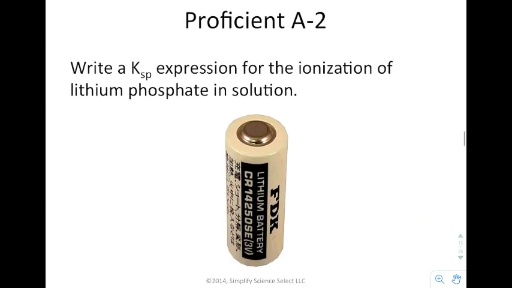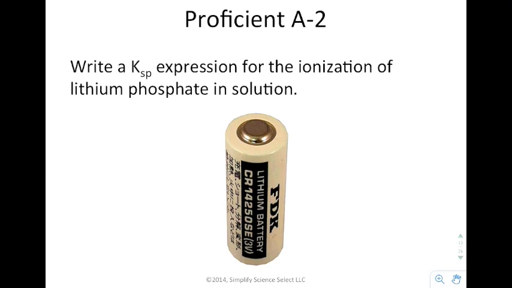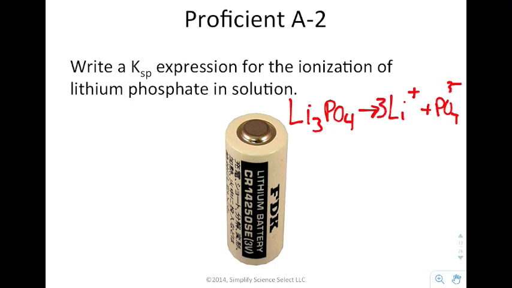Next it says write a KSP expression for the ionization of lithium phosphate in solution. So I would write a dissociation expression. I would say, okay, lithium phosphate is going to go to lithium plus phosphate. Now I would need to put a 3 right here to balance my chemical equation. And I would say, okay, so for this, my A would be 1, my capital A would be this.